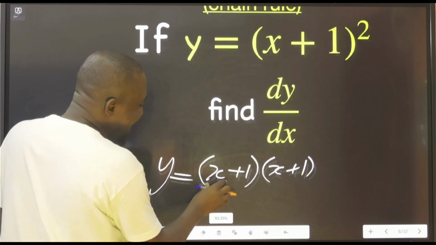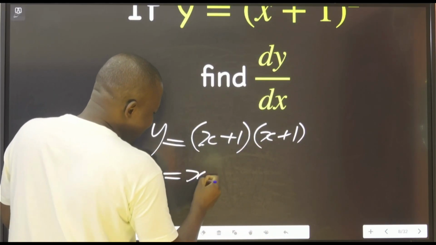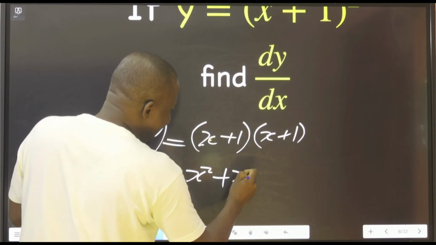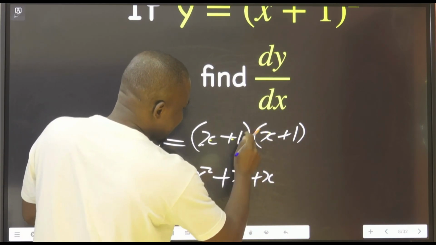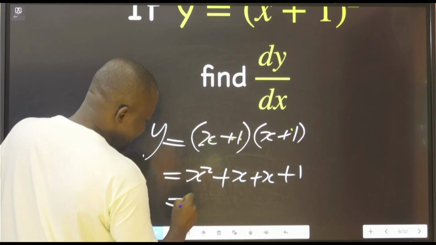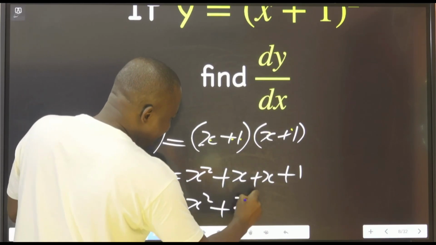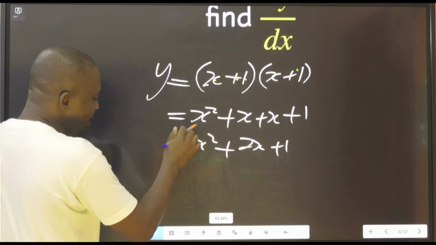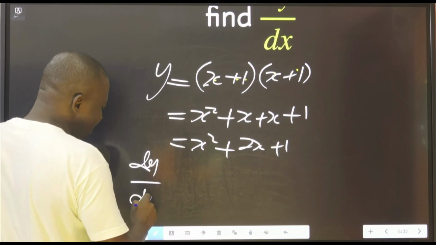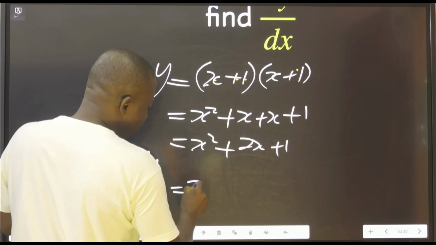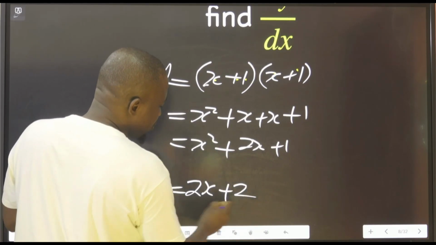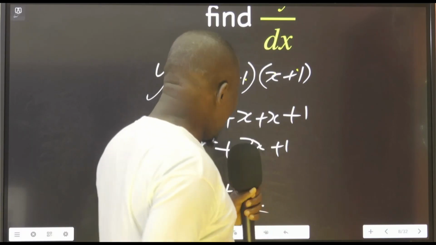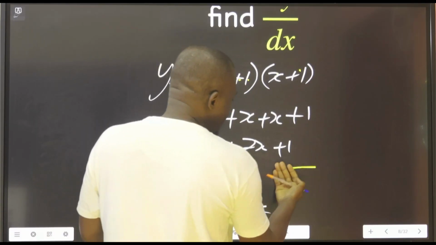Then you expand. This time this is s squared plus this time this is s, this is x, this is 1, right? That is s squared, this is 2x plus 1. Then you say dy/dx equals, this is 2x plus 2. That is the answer. You are good, right? No problem. Now, help me solve this.